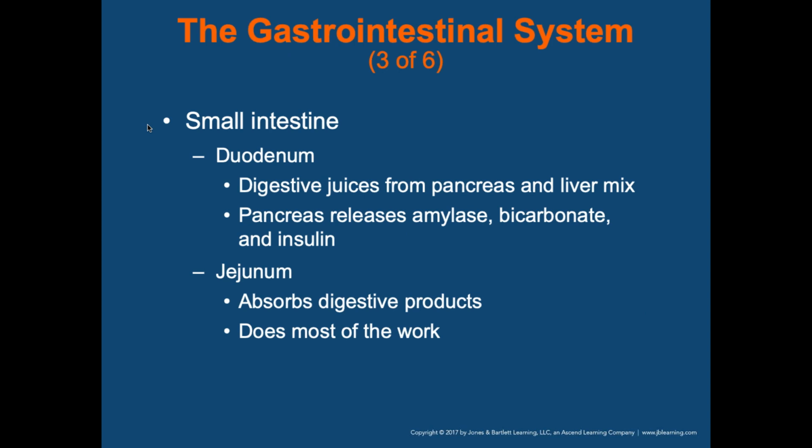The small intestines, we have different parts. We have the jejunum and the duodenum. The duodenum is where the digestive juices from the pancreas and liver start mixing. The pancreas then releases amylase, bicarbonate, and insulin. So as you can see, the pancreas helps out with the endocrine system. As we're releasing the insulin, we're dropping our sugars, which helps with the breakdown of the sugars as well. And then they have the jejunum, which absorbs the digestive products that are there and does most of the work.